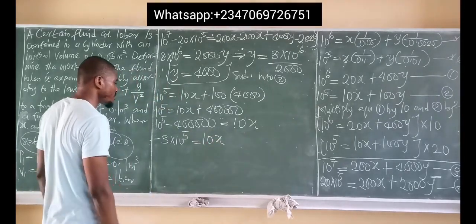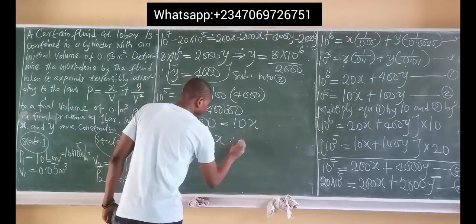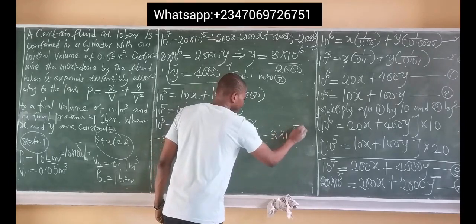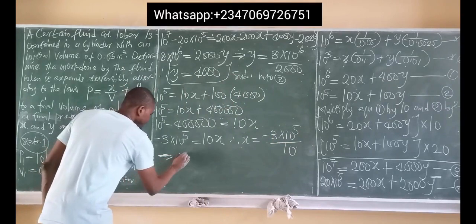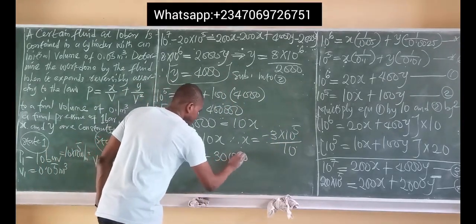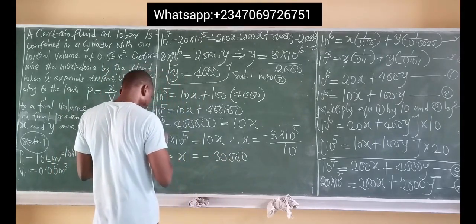In order to make x subject, we divide both sides by 10, and therefore x is equal to minus 3 by 10 to the power of 5 all over 10, which simply implies that x is equal to minus 30,000. Okay, x is simply minus 30,000.